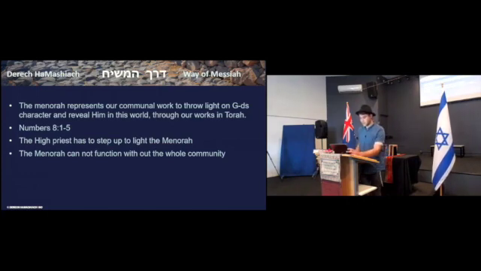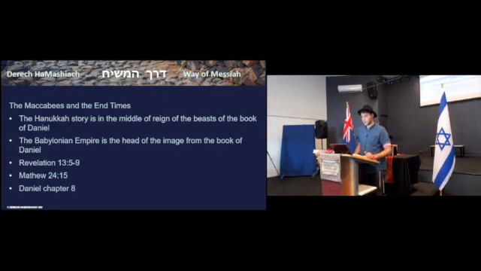Okay, so now we've got a picture of why a menorah is a Jewish symbol for community and how we should start to think about it in ourselves. Let's look at the Maccabees at the end times together. The background to the Hanukkah story is in the middle of the reign of the beasts of the book of Daniel.